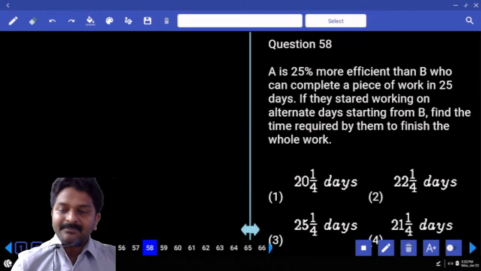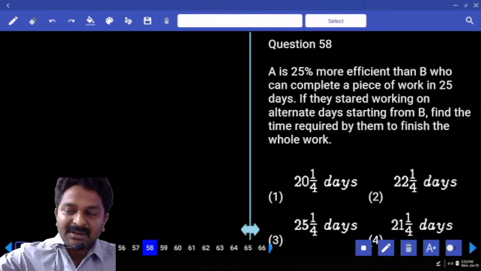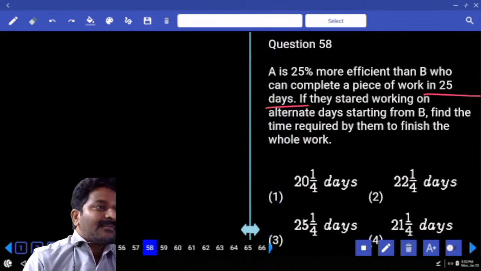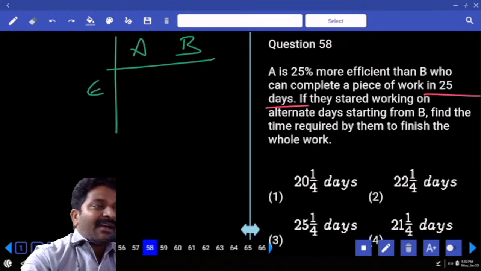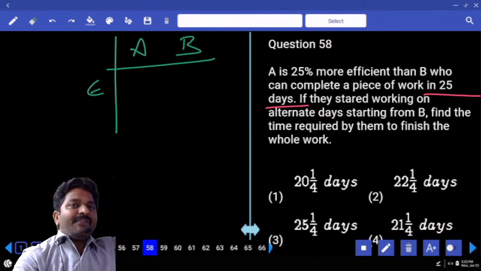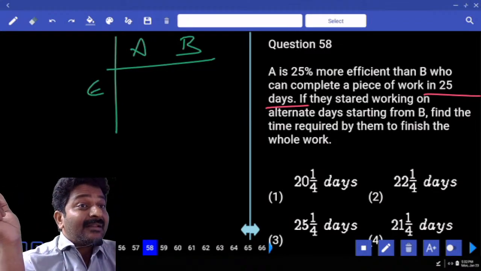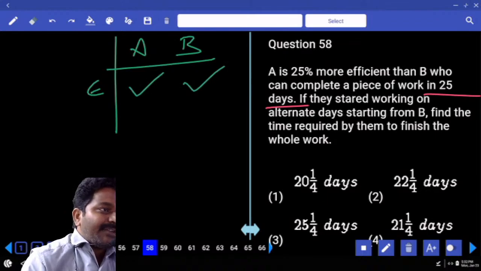If we have time. A is 25% more efficient than B. Who can complete the piece of work in 25 days? A or B? B. So now A and B efficiency wise, A's efficiency is 25% more than B's efficiency. So you must start with B. If B is 100%, A becomes 125%.